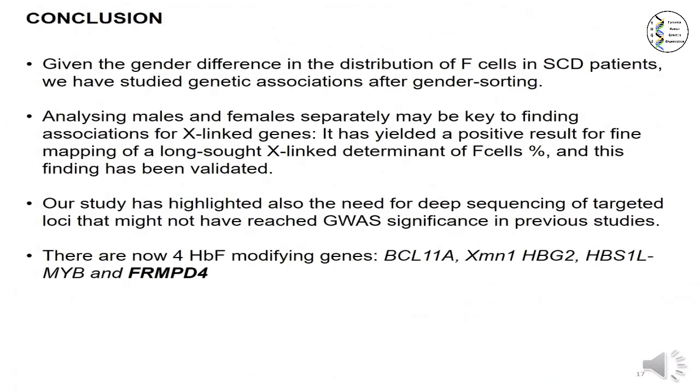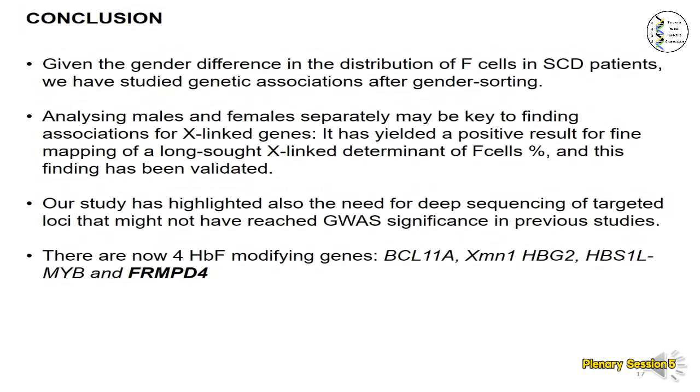To conclude our study, given the gender difference in distribution of F cells in sickle cell disease patients, we have studied the genetic association after gender sorting, and analyzing males and females separately may be key to finding associations for X-linked genes. This has yielded a positive result for fine mapping of the long-sought X-linked determinant of F-cell percentages, and these findings were validated. Our study has also highlighted the need for deep sequencing of targeted loci that might not have reached GWAS significance in the previous studies.